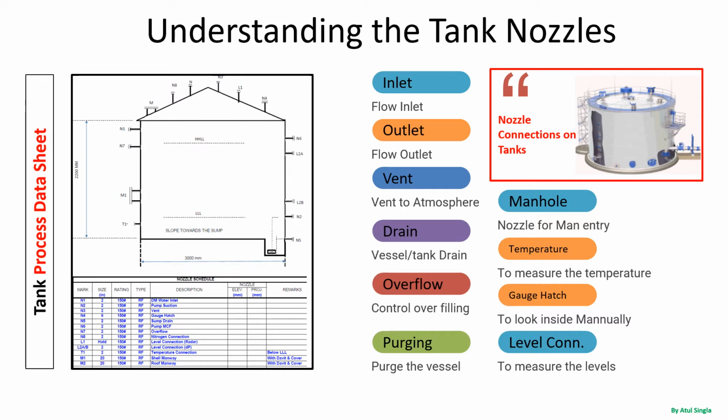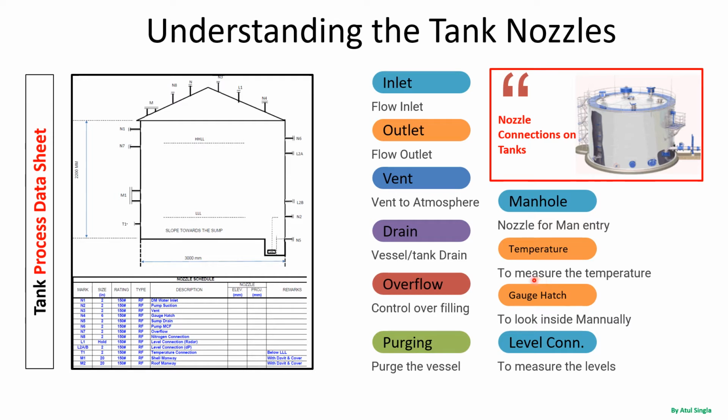Then at a certain point somebody has to enter the tank, so there will be a few manholes based on the diameter, height and volume. There may be more than one manhole, but this will always be there so that somebody can enter the tank and perform the maintenance activities. Again, the temperature nozzle will always be there so that we can measure the temperature of the fluid which is stored inside the tank, along with the gauge hatch.